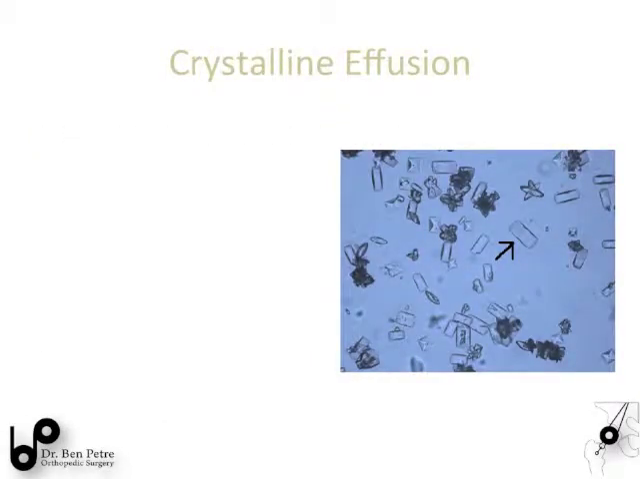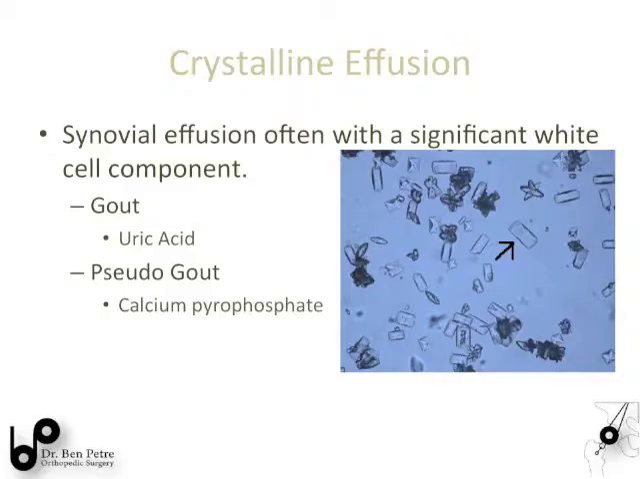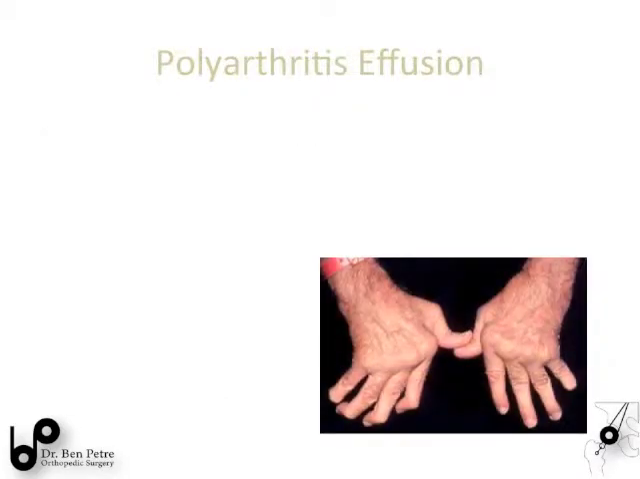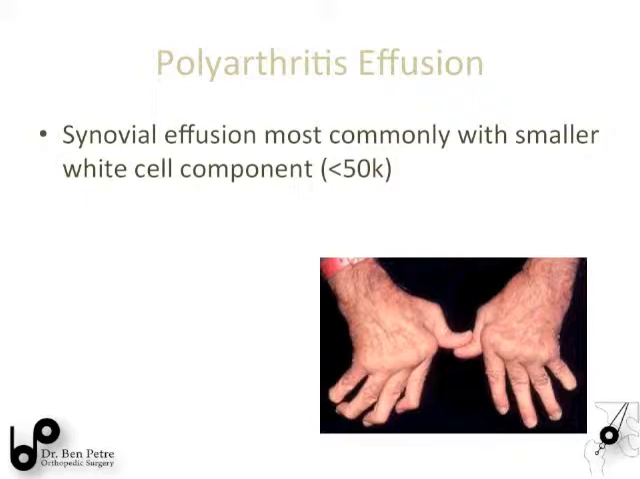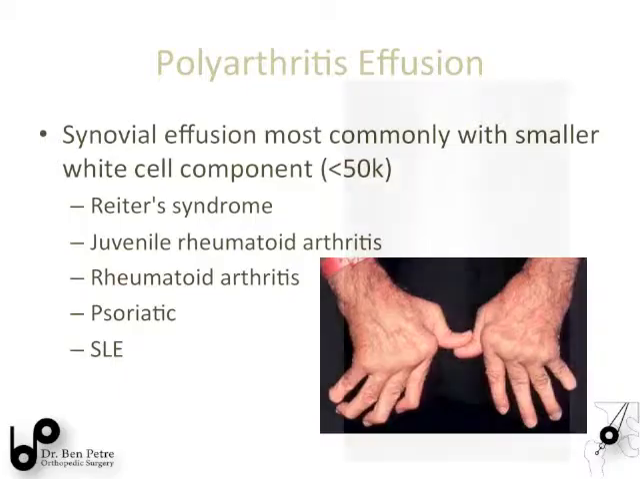A crystalline effusion also has a high synovial white cell count, often over 100,000. Common causes are gout, pseudogout, and other inflammatory arthropathies. Polyarthritis can have a synovial effusion with a smaller amount of white cells. These are commonly things such as Reiter's syndrome, juvenile rheumatoid arthritis, rheumatoid arthritis, and others.